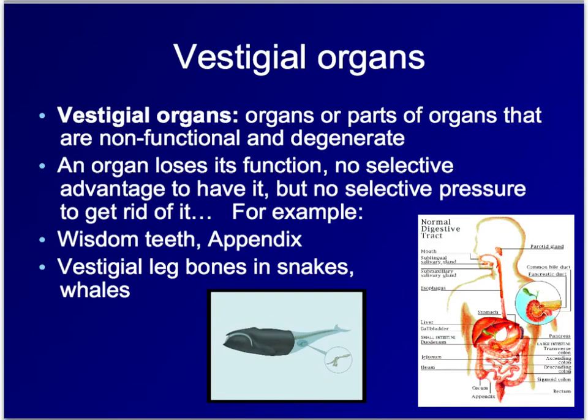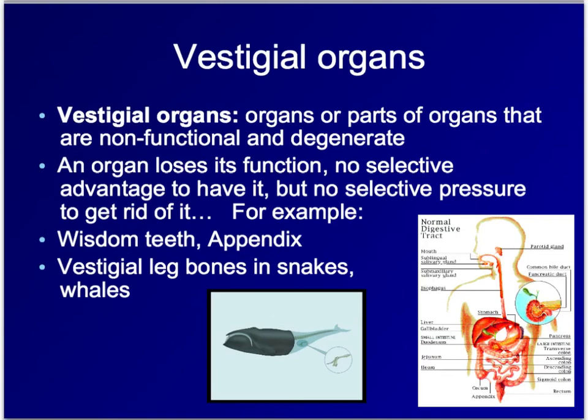The last type of structure we need to talk about is called the vestigial structure, or vestigial organ. These are organs, or they could just be a part of an organ, that are non-functional, meaning you can't use them anymore, you don't need to use them anymore, and oftentimes go away or degenerate. An organ generally loses its function because there's no selective pressure or advantage for having it, meaning you don't need to use it anymore. It doesn't serve you any real purpose.